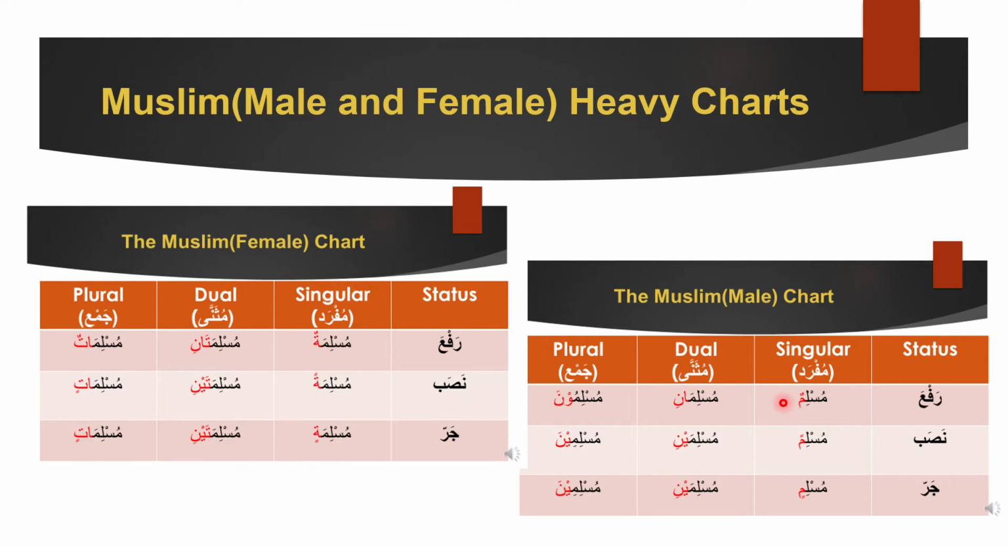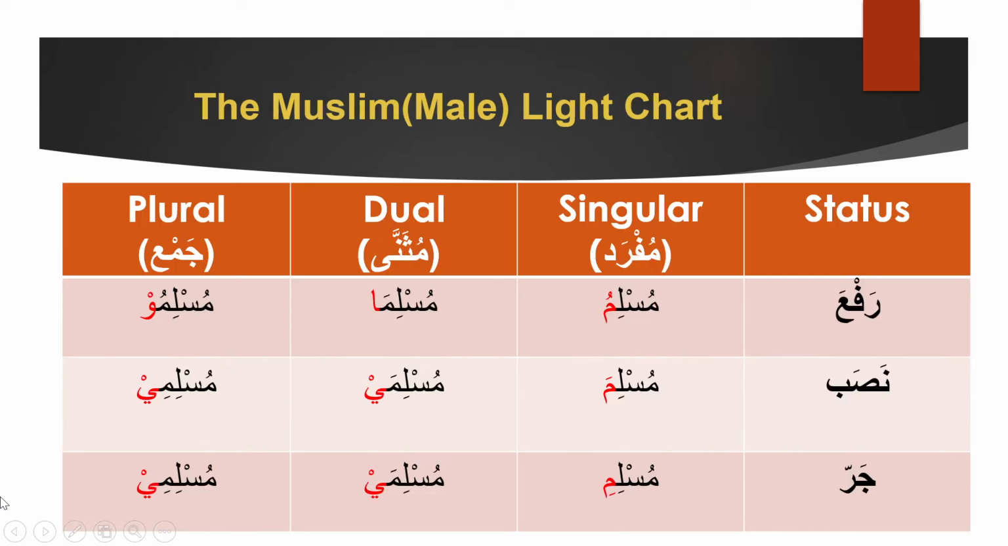Okay, now let's move on forward and see what light means, because these are apparently heavy. So if these are heavy, then what does light mean? How do light look? Let's see. This is the light chart of Muslimun. The male light chart of Muslim will look like this. These are how it will look.